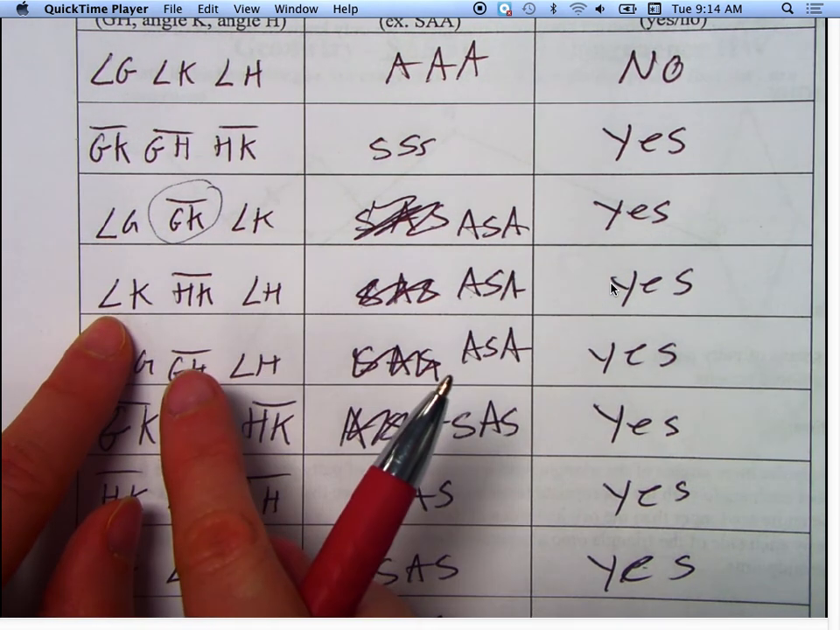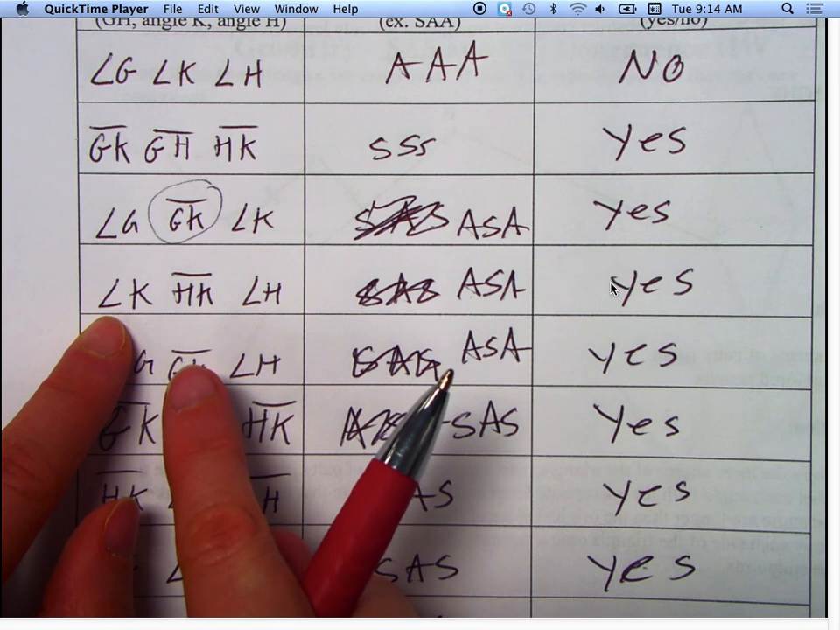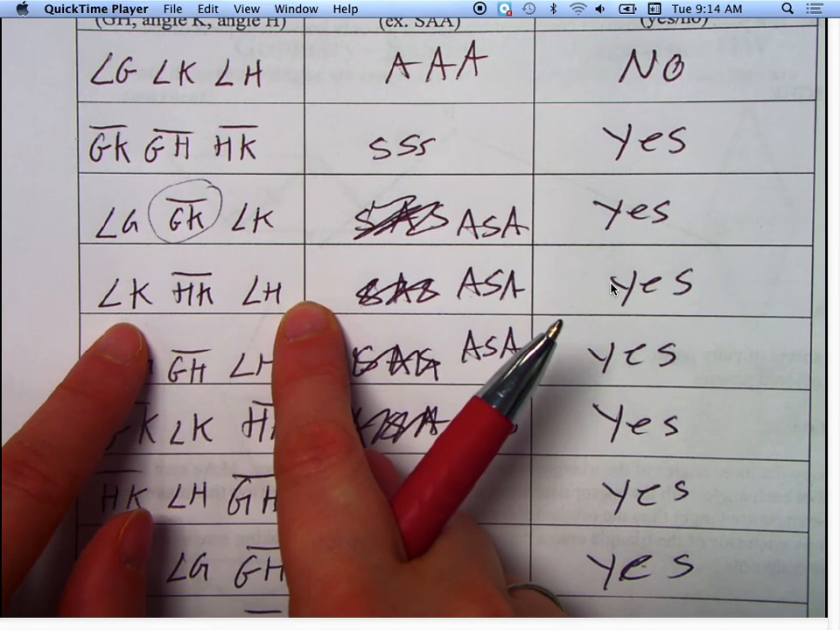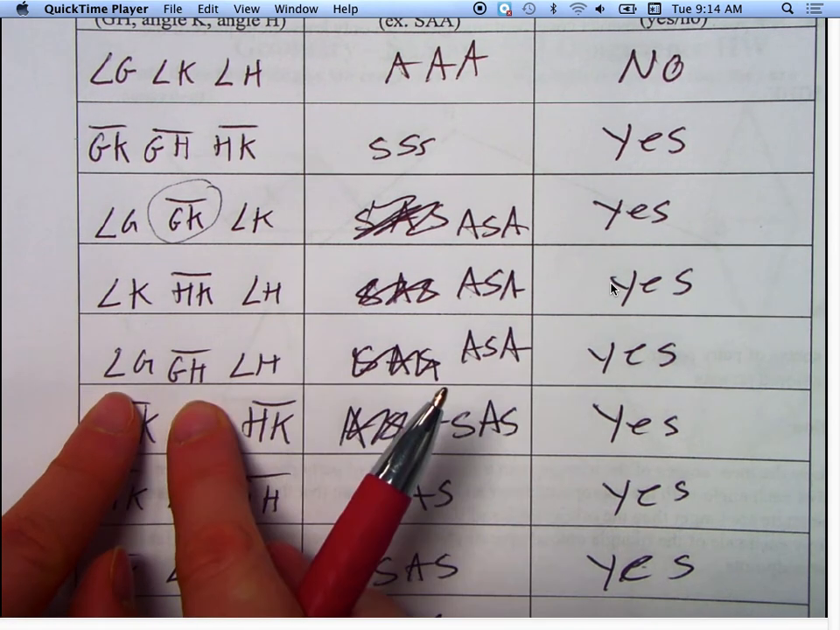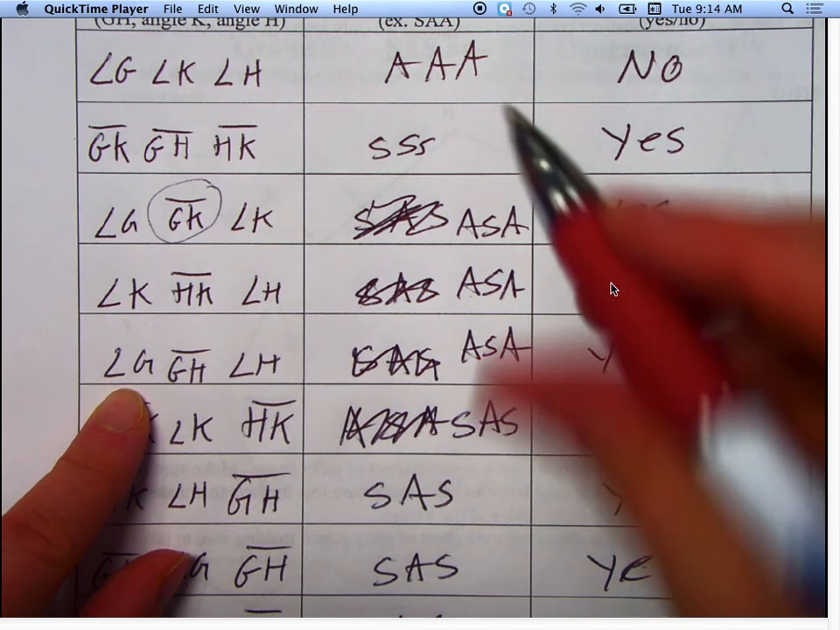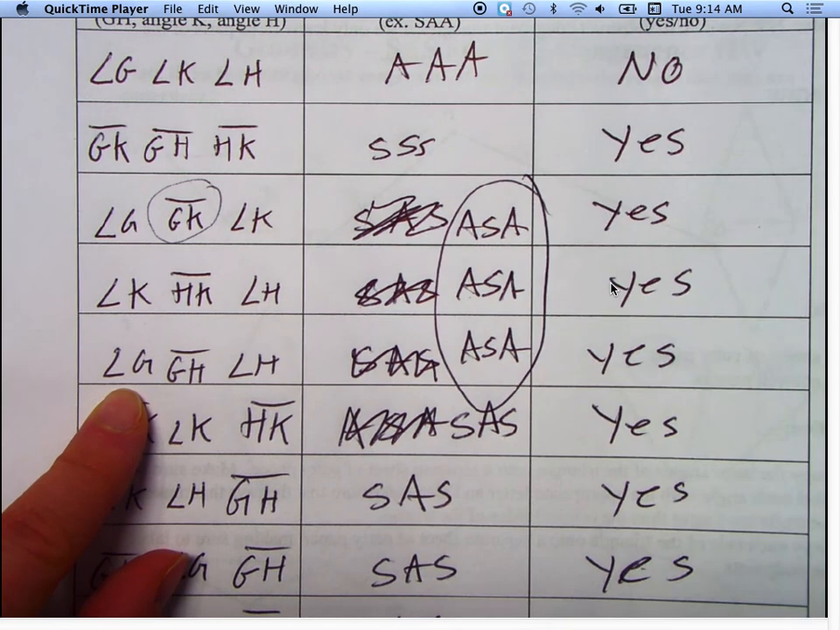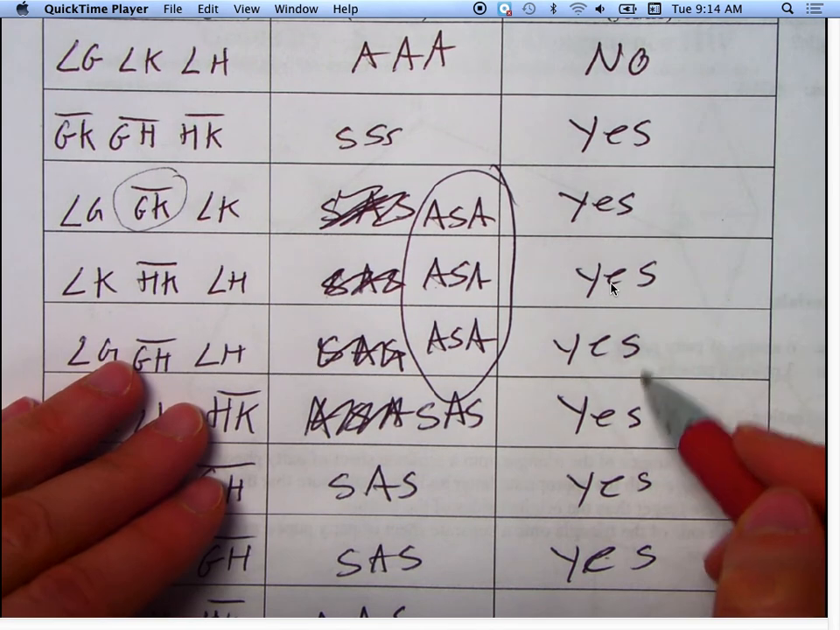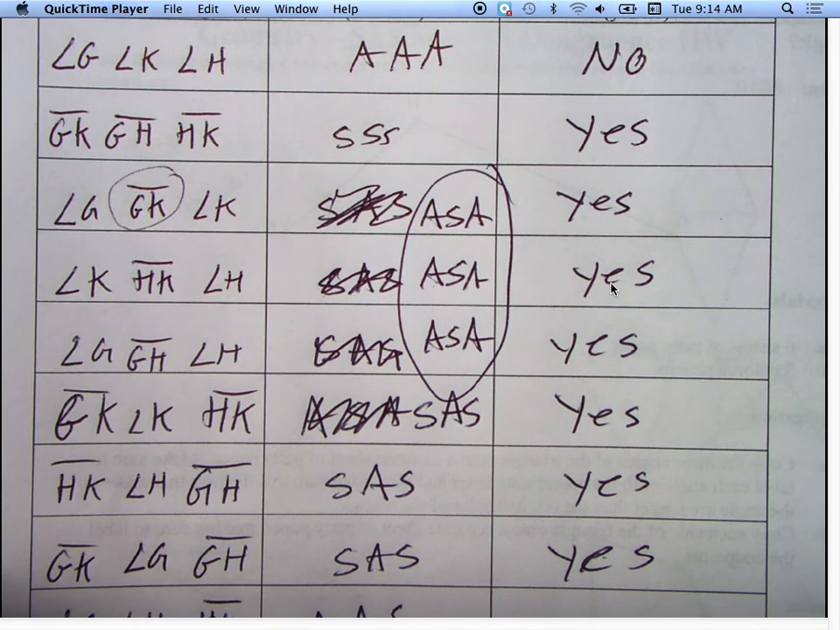You need to check your answers right now. I've seen some people with incorrect ones. If you have side HK, you need angle K and H. If you have side GH, G and H. That's the only way to make angle, side, angle. The side has to be right in between the 2 angles. And yes, these are unique. Those sides keep those angles from moving apart. So we're stuck there.